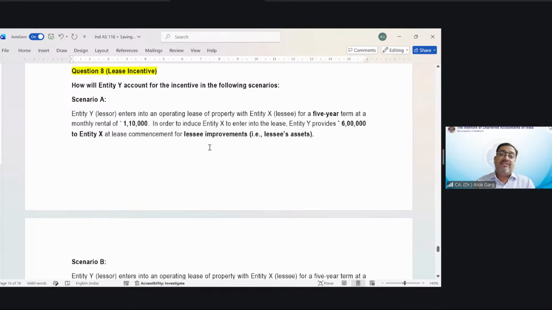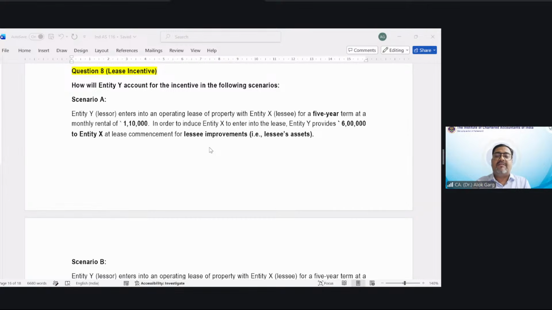Entity Y, lessor, enters into an operating lease of property with entity X for a 5-year term at a monthly rental of 1,10,000. In order to induce entity X to enter into the lease, entity Y provides 6 lakh to entity X at lease commencement for lease improvements, that is lessee's assets, right? Friends, this lessor is providing a lease incentive, okay?